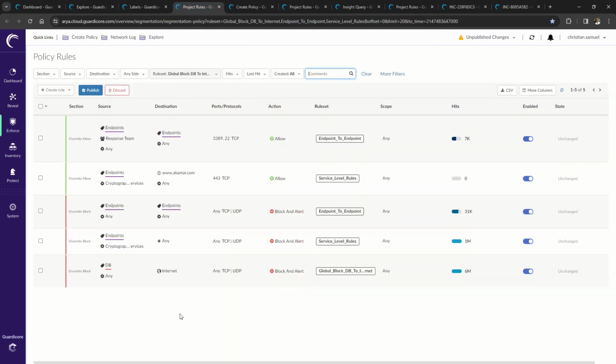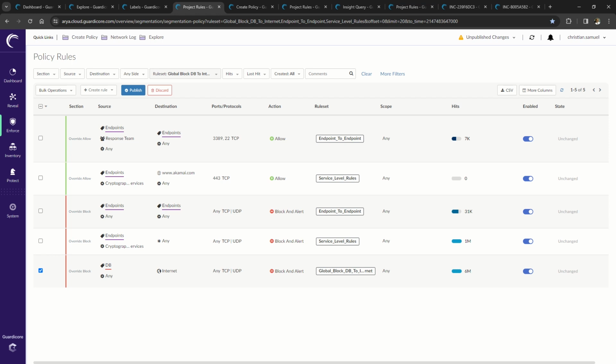What you're looking at now is the policy rules screen where you can manually write rules to quickly reduce your attack surface. The bottom override block rule blocks and alerts all assets with the database label that's directly connected to the internet over any port, any protocol. The databases can still communicate with a proxy server for Windows updates or other servers in the environment if allowed.